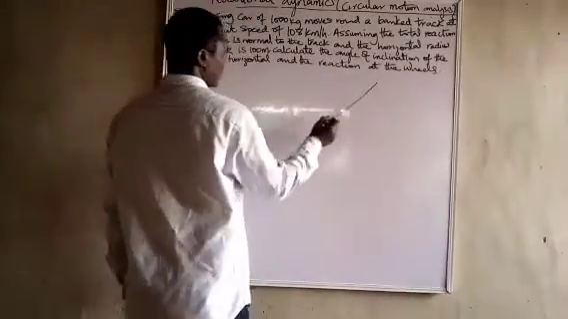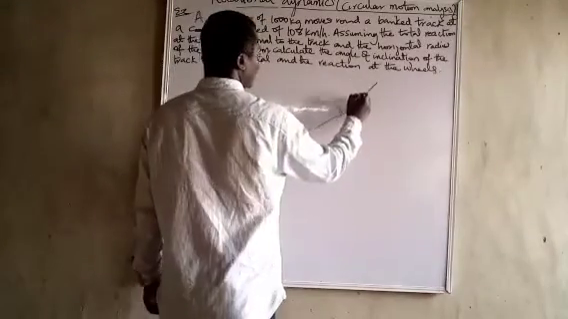Now let's do this. A racing car of 1,000 kg moves around this banked track at a constant speed of 108 km per hour. Assuming the total reaction at the wheels is normal to the track and the horizontal radius of the track is 100 meters. Calculate the angle of inclination of the track to the horizontal and the reaction at the wheels. Now we have a situation like this. So we have a situation like this, and we have the car like this.